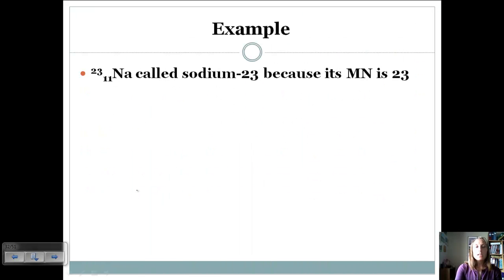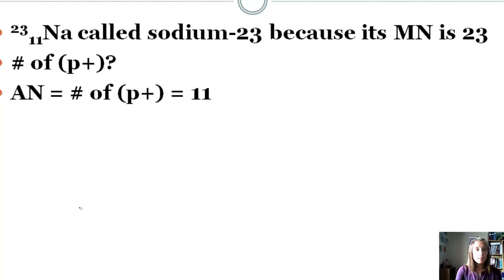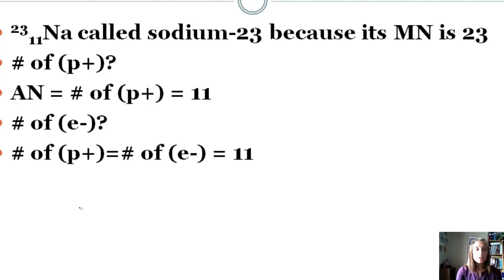So let's look at an example. Oh, okay, in this case, the mass number is 23 instead of 22. So 23 over 11 Na is called sodium-23 because its mass number is 23. Remember, that goes on top. So if we want to find the number of protons, well, that's equal to the atomic number, which in this case is 11. Okay, if we want to find the number of electrons, we know that in a neutral atom, the number of protons is equal to the number of electrons, and so they're both 11.